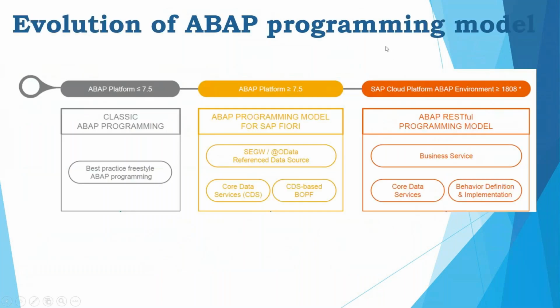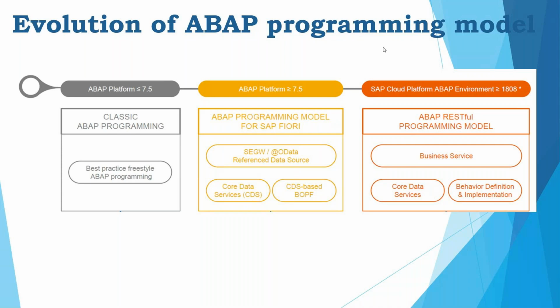Okay, so now, the evolution of the ABAP programming model. If you are an architect and your system is less than or equal to 7.5, you can just go with classical programming, and best practice will be freestyle ABAP, that is called normal programming. If it is greater than or equal to 7.5, then we call it ABAP programming model on Fiori, where you used to develop the OData service using SCGW, and of course CDS views are there and BOPF is there.